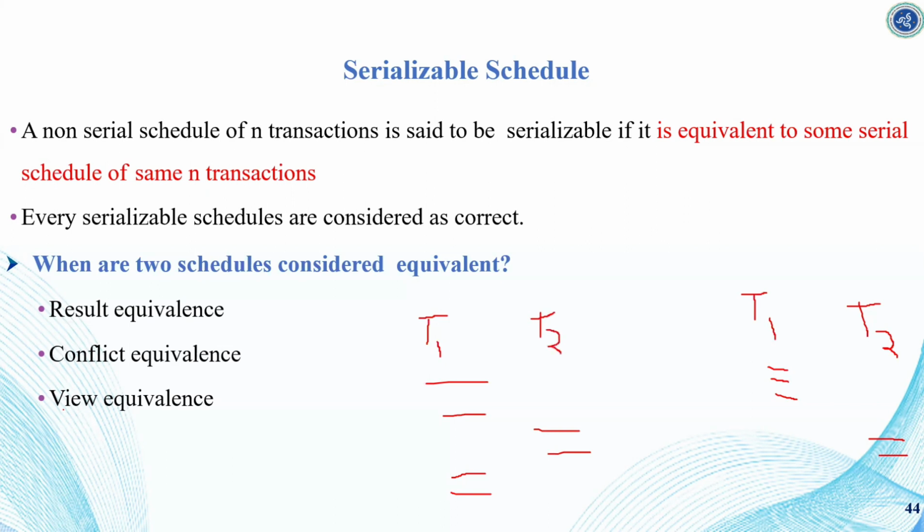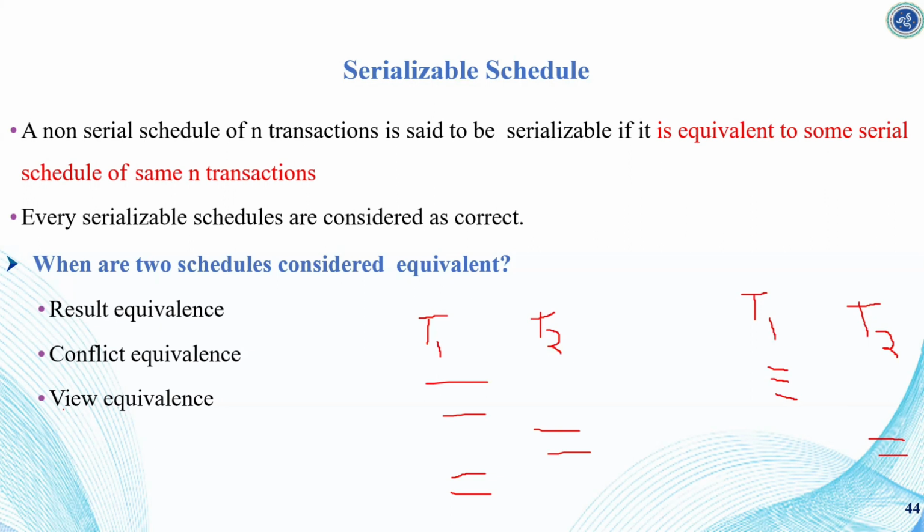So what serializable means is this: if this non-serial schedule having n transactions has an equivalent serial schedule with the same set of n transactions, then we can say it is a serializable schedule. Our aim is to find out whether we can convert our non-serial schedule to some equivalent serial schedule.